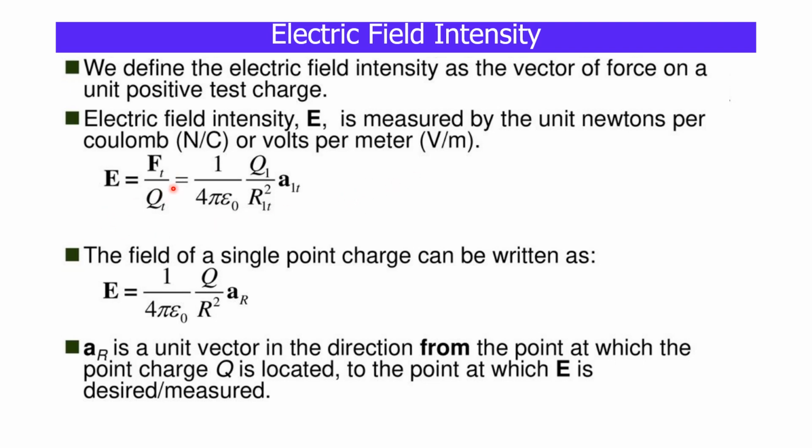So E is nothing but Ft by Qt and is given by the expression 1 by 4 pi epsilon naught Q1 by R1t square A1t. The field of a single point charge can be written as 1 by 4 pi epsilon naught Q by R square AR bar. If we consider only a single point charge, then Q1 is represented by Q, R1t is represented by R, and A1t is represented by AR. Where AR is the unit vector in the direction from the point at which the point charge Q is located to the point at which E is desired or measured.